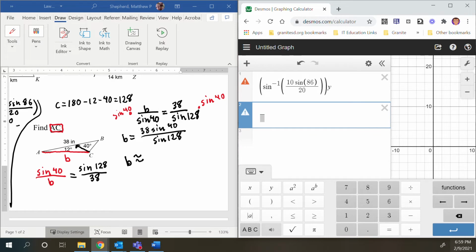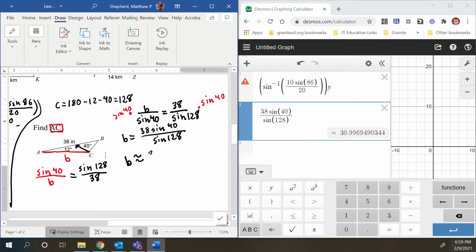I'm going to go ahead and do, or actually first notice it's a big fraction. I'm going to press my divide key. 38 sine of 40 all over sine of 128. So rounding that up to the nearest tenth, that actually puts us at approximately 31 inches, since that's what they were measuring with there.